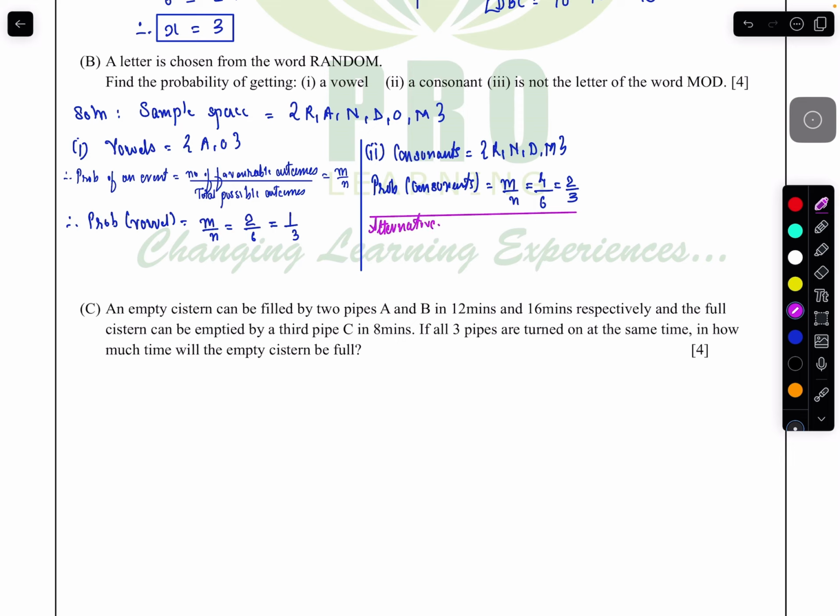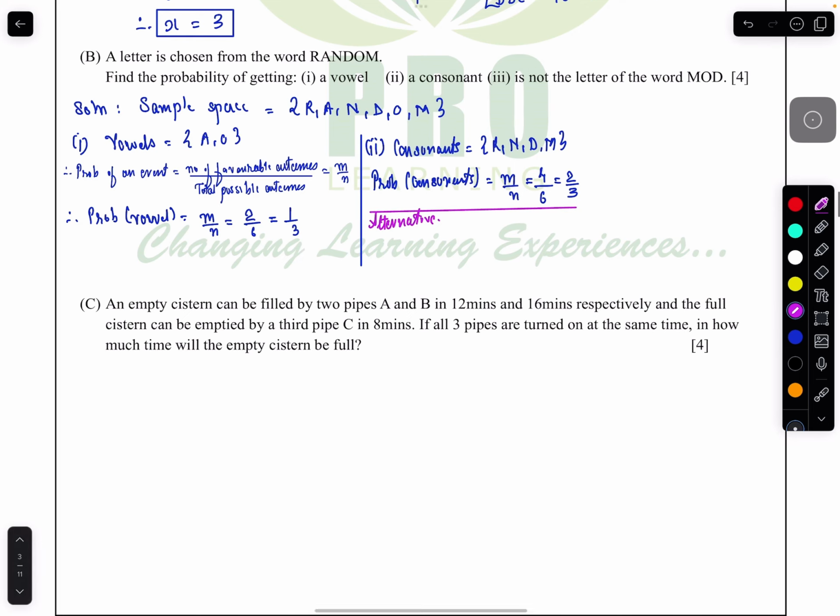The alternative method for us here in this case: the probability of getting consonants is 1 minus the probability of vowels. Since we know in English letters there are only two possibilities, either it could be a consonant or a vowel, the probability of the consonant plus the probability of vowels is always going to be 1. That is the reason we are able to use this.